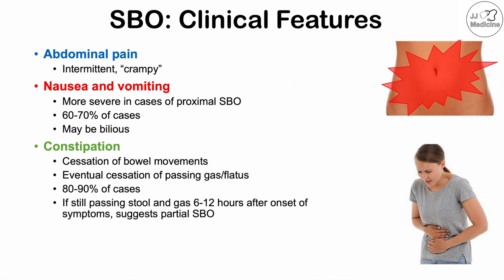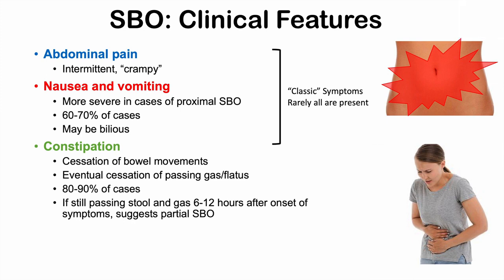And it's also noted that if a patient is still passing stool and gas 6 to 12 hours after onset of symptoms, so some of these other symptoms including abdominal pain and nausea and vomiting, this suggests partial small bowel obstruction. So if it was a complete small bowel obstruction, by 6 to 12 hours, there would be no more passing of stool and gas. And these are the classic symptoms: abdominal pain, nausea and vomiting, and constipation or obstipation. But although they are classic symptoms, they are rarely all present at the same time. So you may see some of them, and then some of the other ones may occur later on. Constipation or obstipation may occur later on in presentation of this condition.